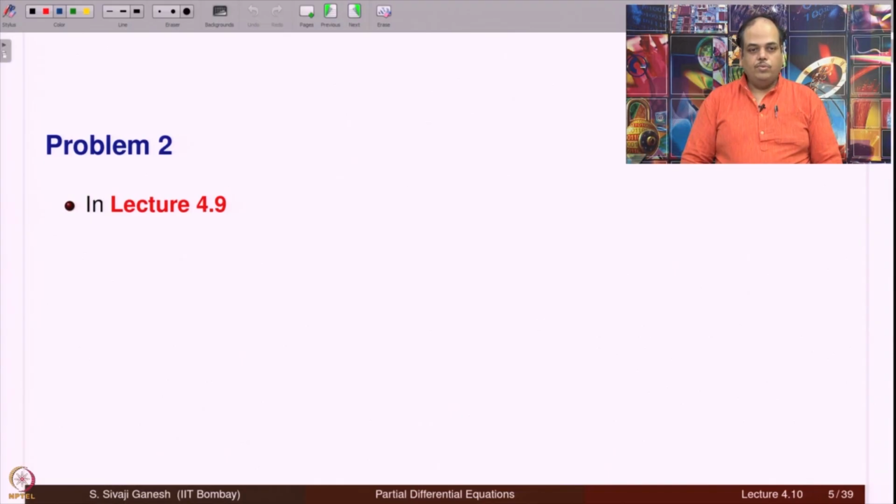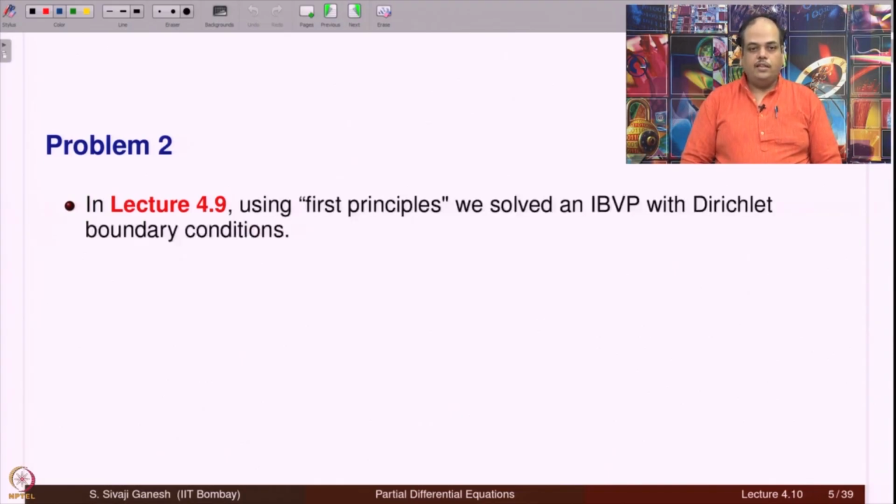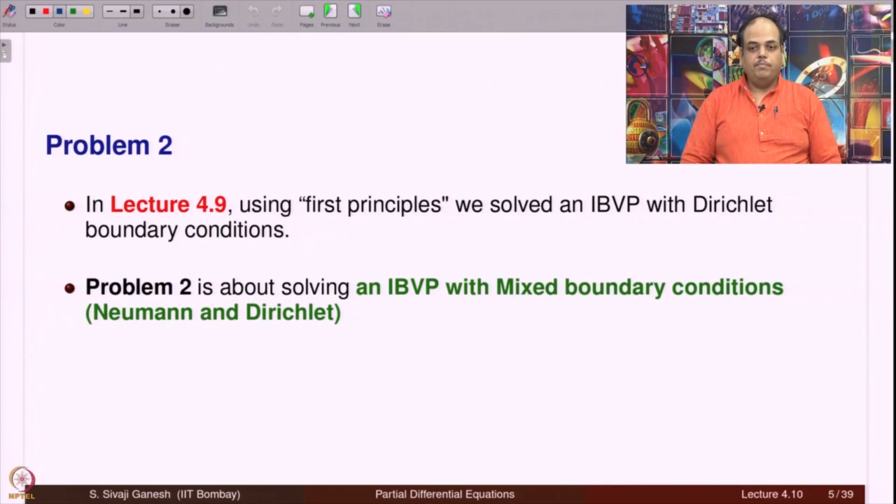So, let us look at problem 2. In lecture 4.9, using first principles we solved an initial boundary value problem with the Dirichlet boundary conditions. Now, problem 2 that we are going to discuss is about solving an IBVP with mixed boundary conditions. We are still going to consider the finite interval (0,L). In lecture 4.9 we considered u(0,t) and u(l,t) being prescribed. Here we consider the derivative of u prescribed at one of the boundaries and the function itself prescribed at the other boundary.